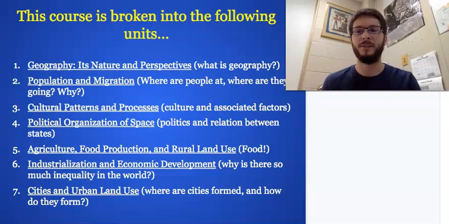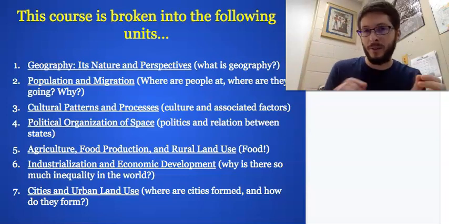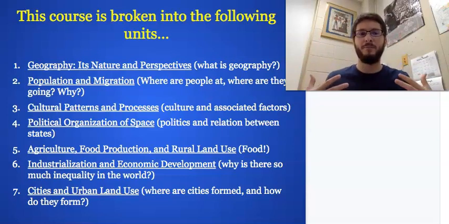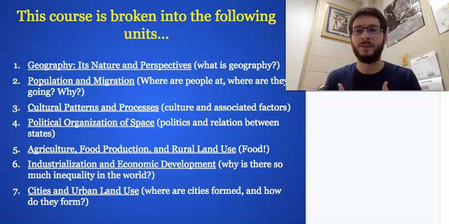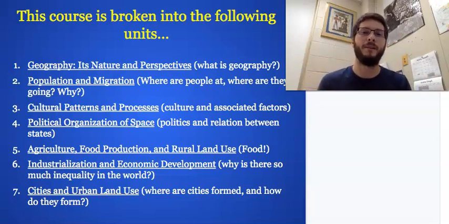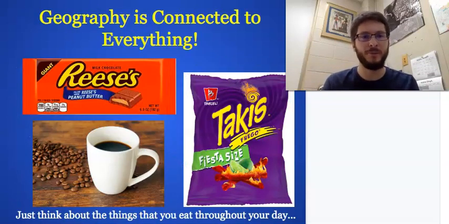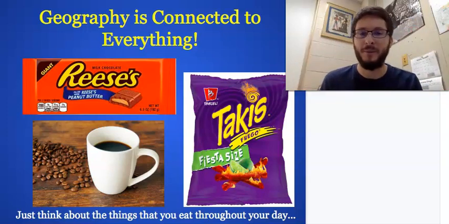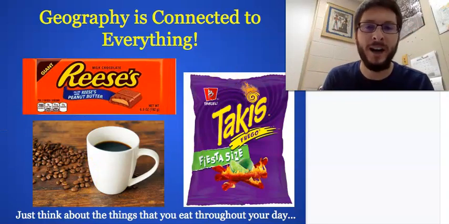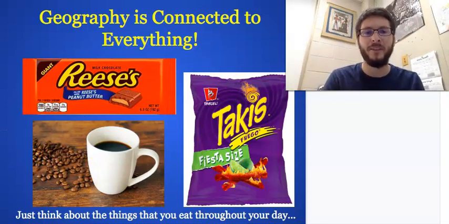The concepts, sometimes you don't feel like they're related, but then they end up being pretty connected overall, because there's a lot of themes that tie the class together. So, like I mentioned before, geography can be connected back to everything. Think about what you ate throughout the day. Right? You don't have to write any of this down, but I want you to just think about what you ate. Maybe you didn't eat anything today, but think about what you ate this week. Did you have chocolate? Did you have coffee? Did you have Fuego Takis? What have you been eating?